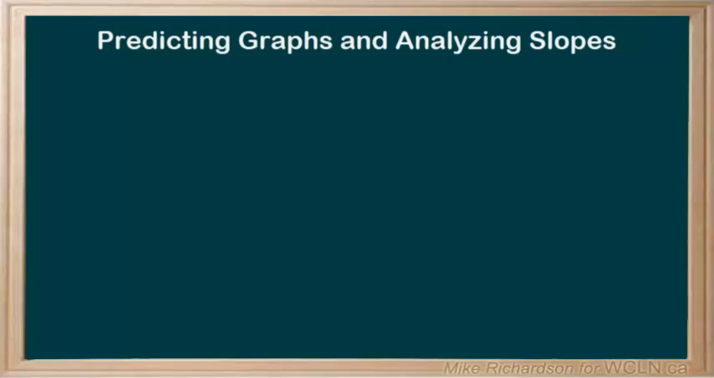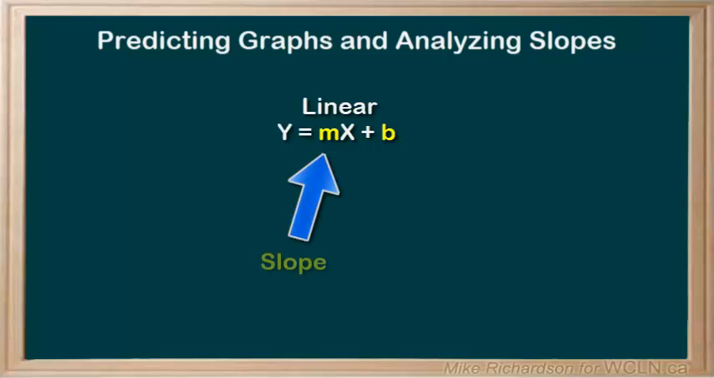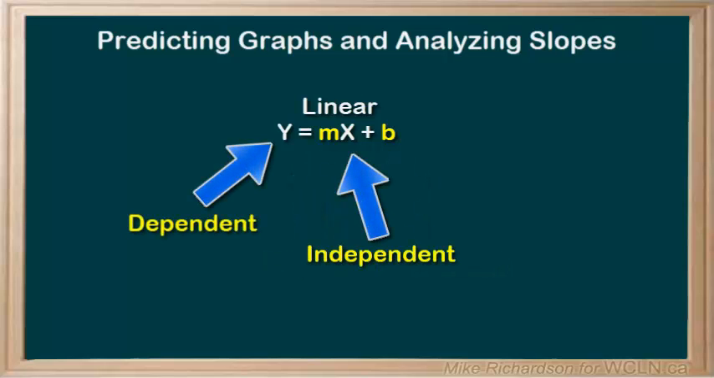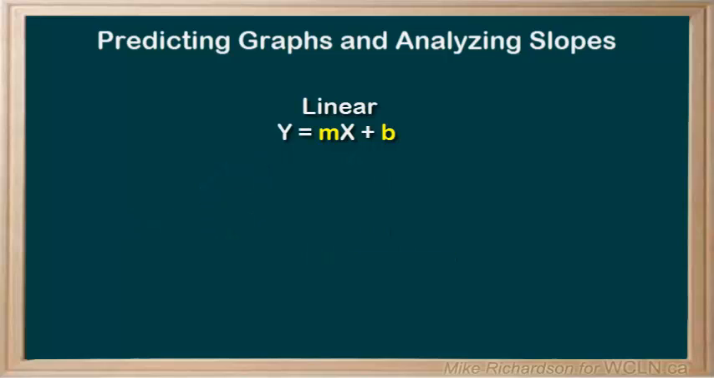By now you will be familiar with the linear relation y equals mx plus b, where m is the slope and b is the y-intercept, and y and x are the dependent and independent variables respectively. Y and x are the variables whose relationship you will be exploring in any lab activity.